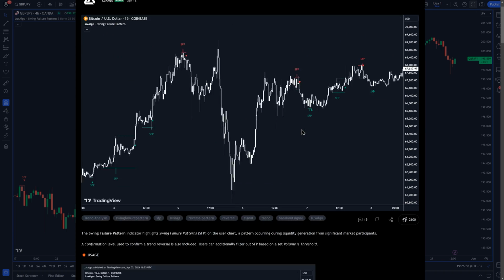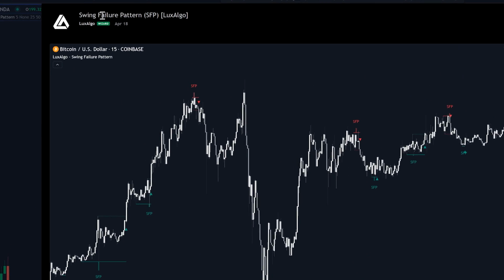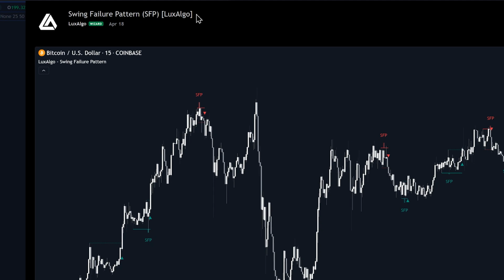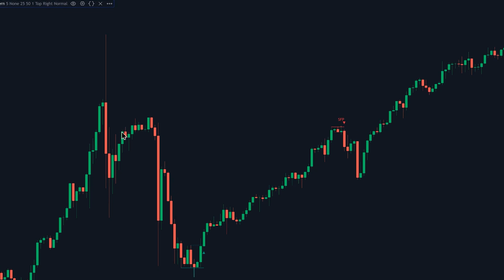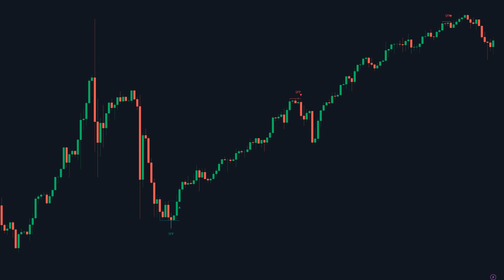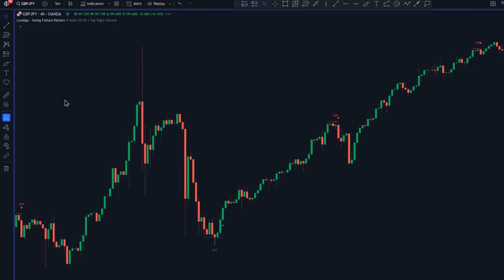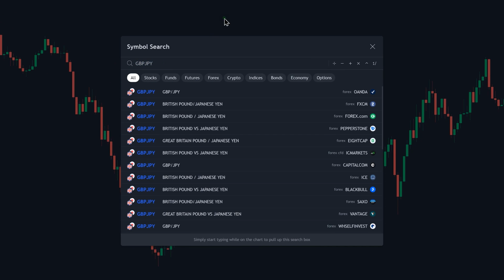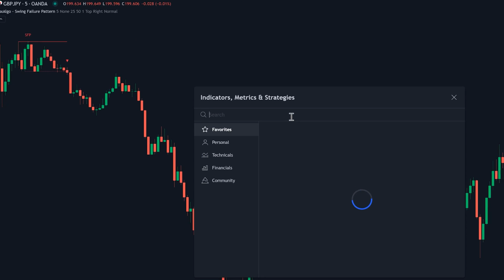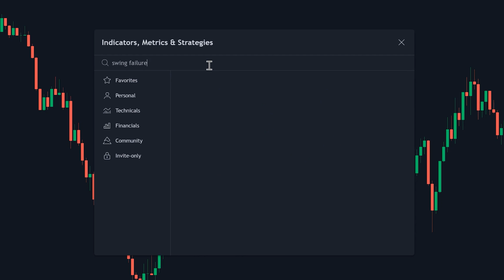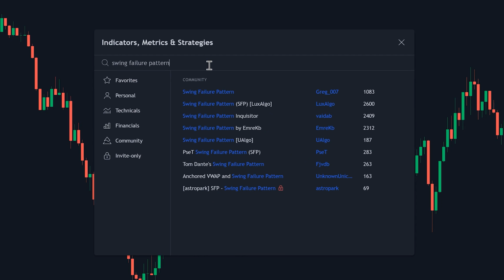Let's get into it. So this is the indicator that we've been talking about. It's called Swing Failure Pattern, created by LuxAlgo. To add it to your chart, you want to go to TradingView and then load any trading security that you like in any time frame. For me, I'm going to be using the 5-minute time frame of GBPJPY. After that, click on Indicators, then type in Swing Failure Pattern, and it's going to be this one by LuxAlgo.